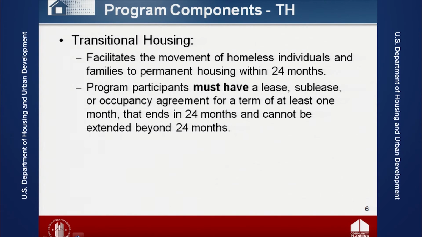To be clear, all transitional housing recipients and subrecipients must have a signed lease or occupancy agreement with each program participant. HUD will allow renewal projects to come into compliance with this requirement through attrition and as new program participants enter the project. HUD defines attrition as the end of a current lease, sublease, or occupancy agreement term.